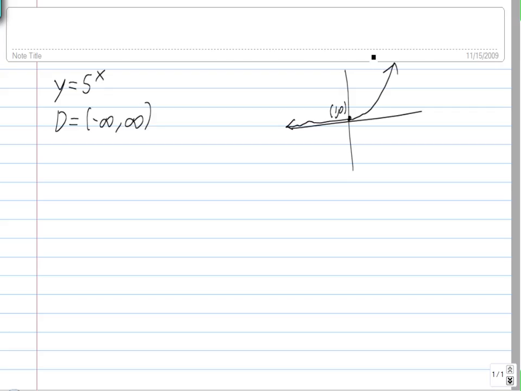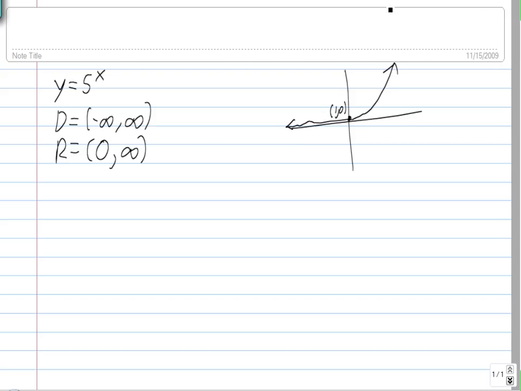Now our range, we can see that the values keep getting closer to the y-axis, but they never actually touch the y-axis. So that means our range is open parentheses 0. Open parentheses mean it never touches 0. From 0 all the way up to positive infinity, since the values start just above 0 and then keep going up to positive infinity.